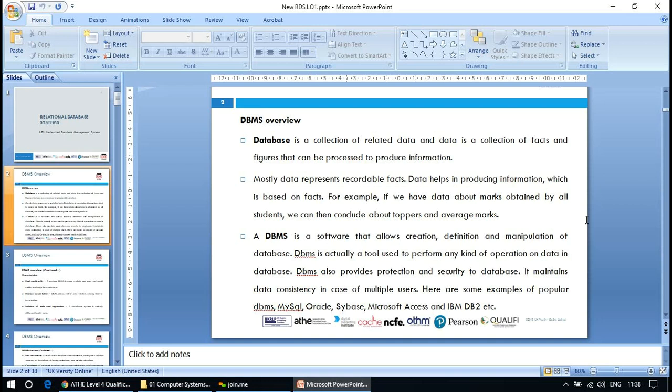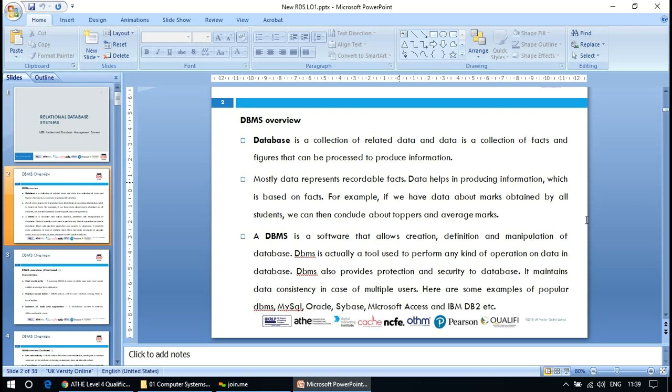Mostly data represents recordable facts. Anything that you want to store or record makes a database. For example, if you are interested in storing details about students or details of employees, then that data becomes the fact that needs to be recorded. Data helps in producing information which is based on facts. For example, data about marks obtained, like I explained, that's the purpose of the data.